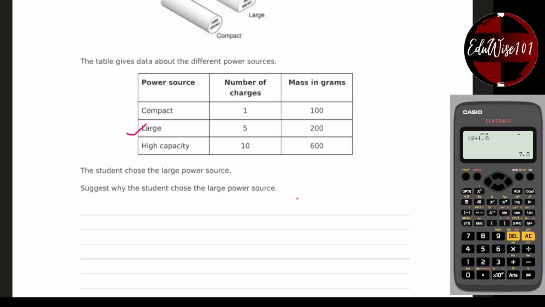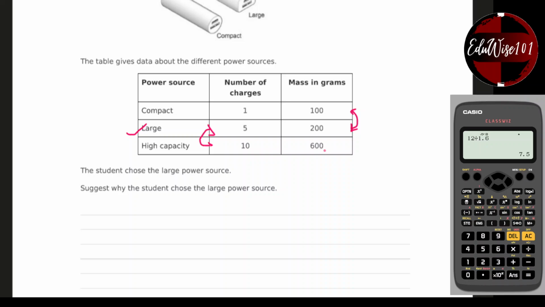Now, there are 2 ways of comparing it. First is to compare the first 2. Why would you choose the large compared to the compact? Well, the mass is only double, but the number of charges has increased by 5 times. So large is better compared to the compact. Why choose the large compared to the high capacity one? Well, the number of charges is actually doubling, but the mass is 3 times more.